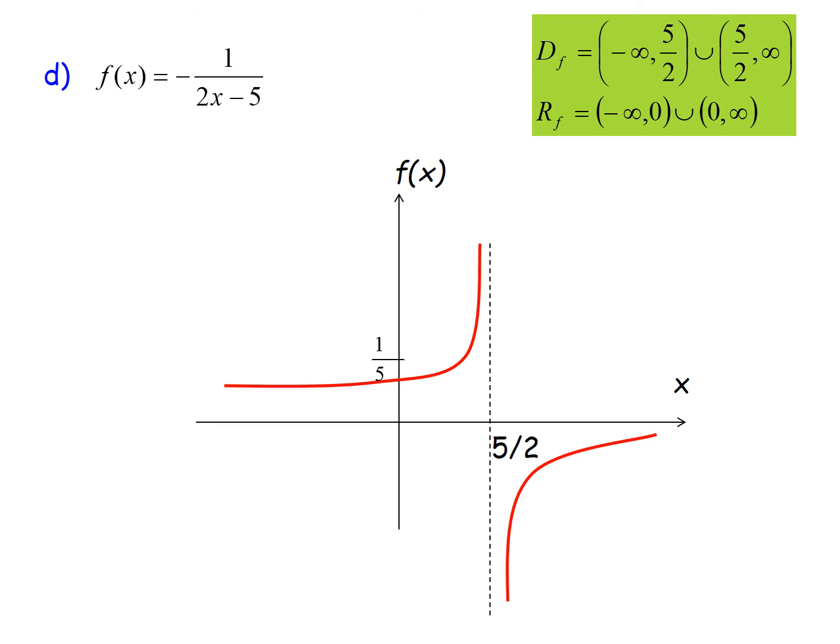So this is finding domain and range. This is the end of lecture 1.